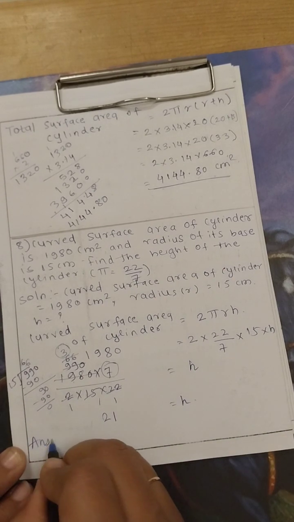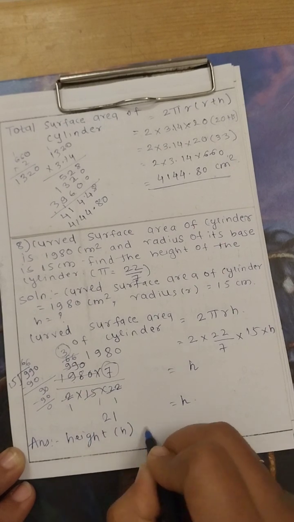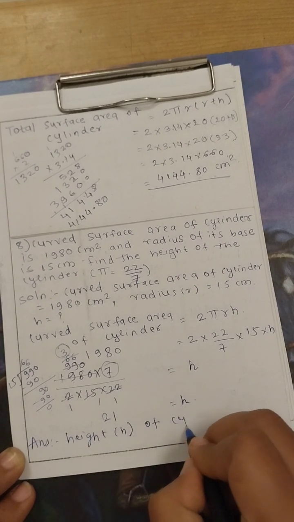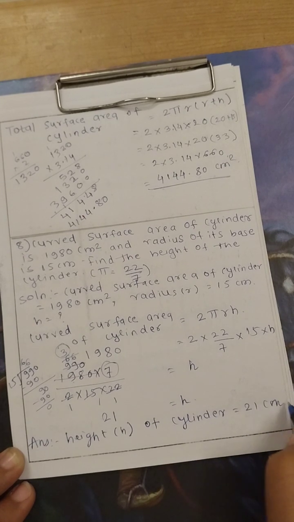Therefore, write down the final answer. Height h of cylinder is equal to 21 centimeter.